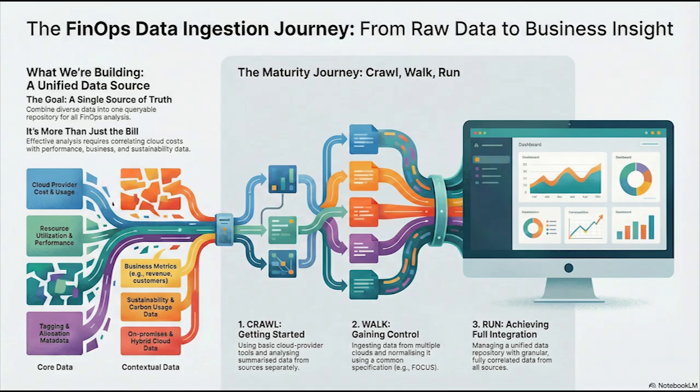So what does mastery look like? When we hit the run stage, what are we seeing? The run stage is all about a comprehensive, unified data platform. You're managing a single repository that has everything. Cloud usage, cost, performance, utilization, even sustainability data, all correlated. And ingested at the highest level of detail possible. At the most granular level. This is what lets you do really complex analytics and project optimizations with high confidence.